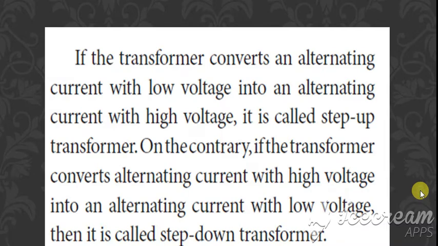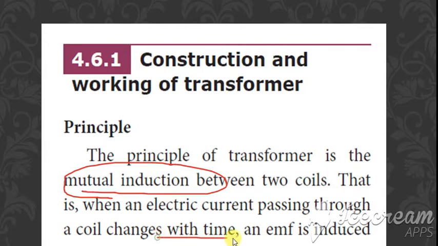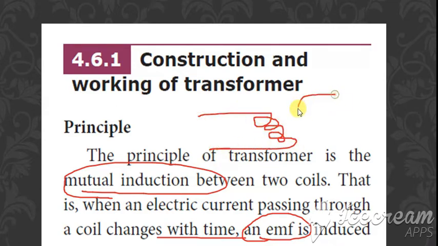Next, the principle of the transformer is mutual induction between two coils. So here we will be considering the two coils, and how the mutual induction happens between them. That is the principle it is based on. When the electric current passing through a coil changes with time, an EMF is induced in the other coil, because of the mutual induction, which you know already.